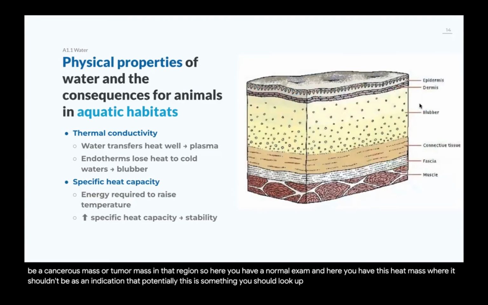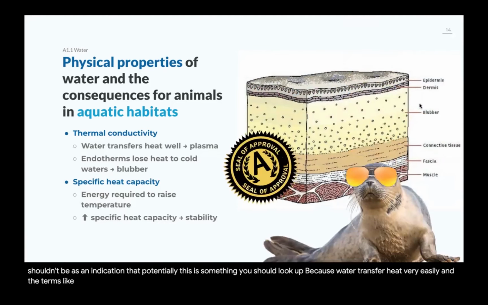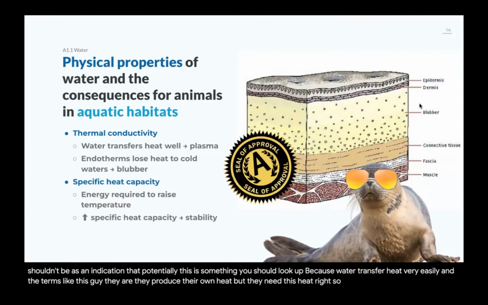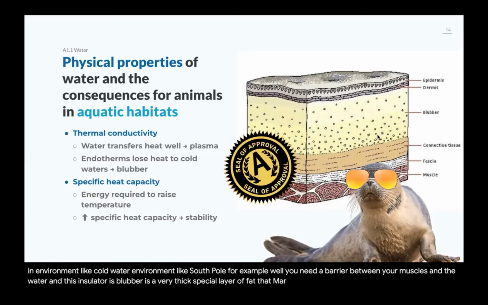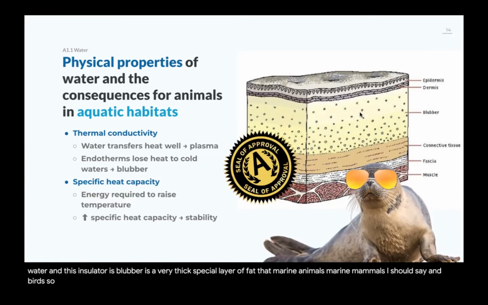And because water transfers heat very easily, endotherms like this guy, they produce their own heat, but they need this heat, right? So how can you keep your body heat in a cold water environment, like the South Pole, for example? Well, you need a barrier between your muscles and the water, and this insulator is blubber. Blubber is a very thick special layer of fat that marine mammals, I should say, and birds have. Penguins have blubber, seals have blubber, you have the seal of approval right here.